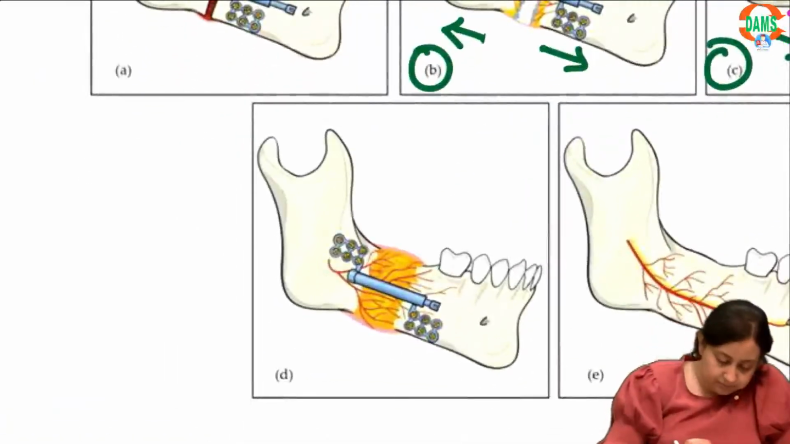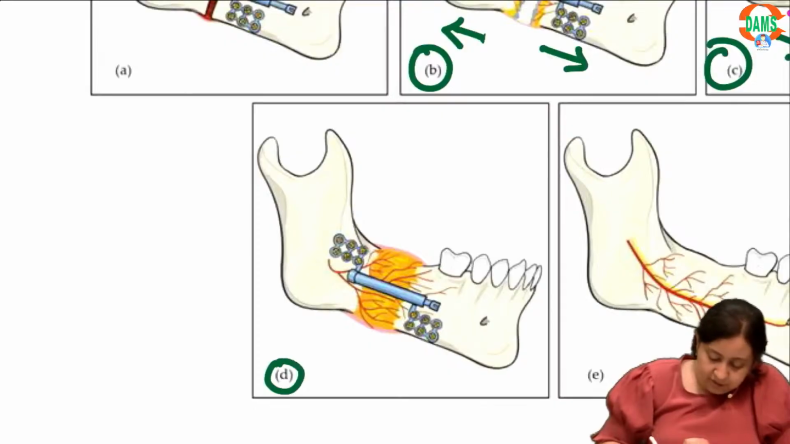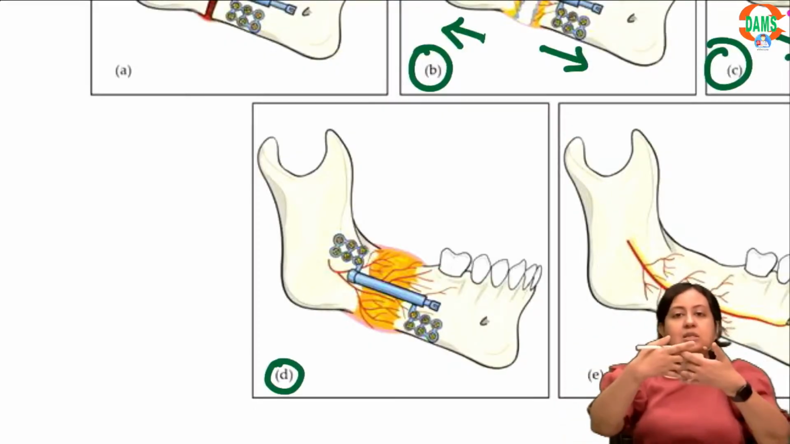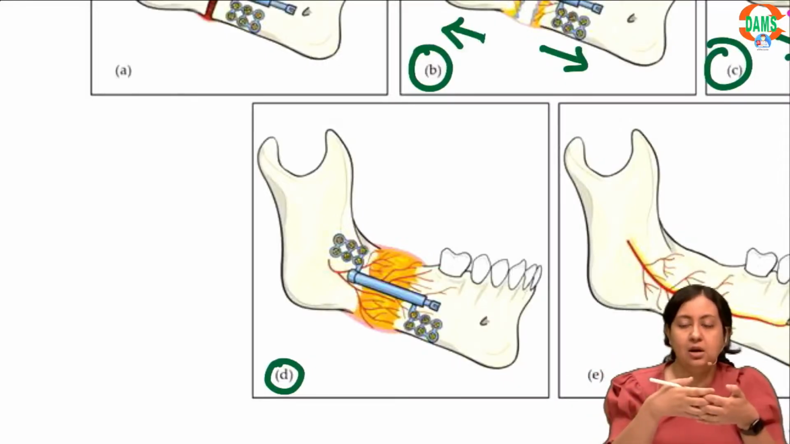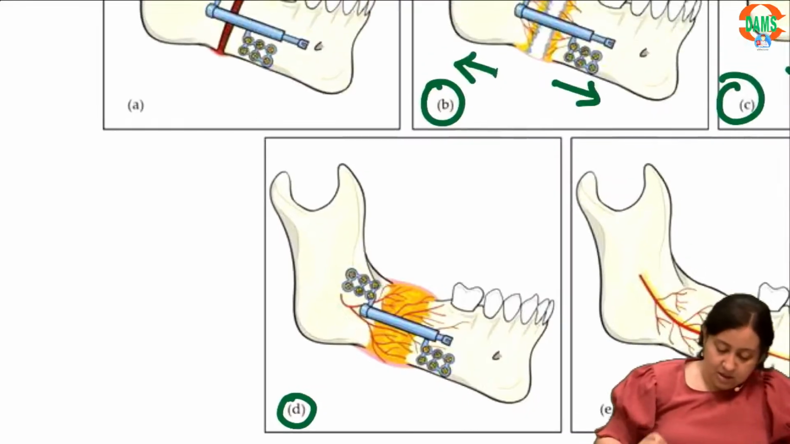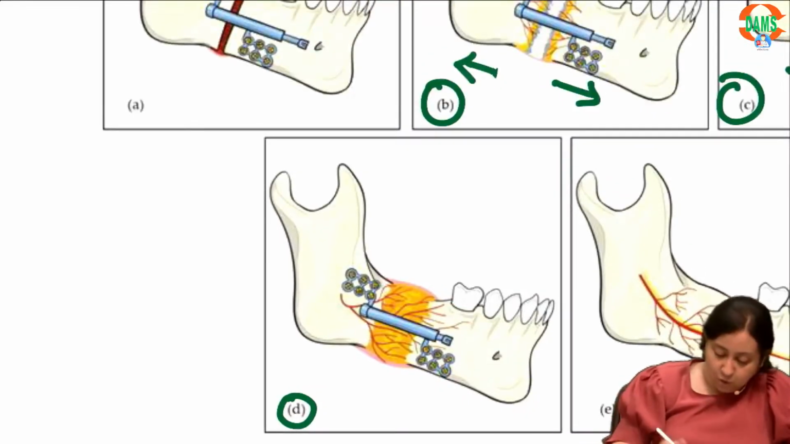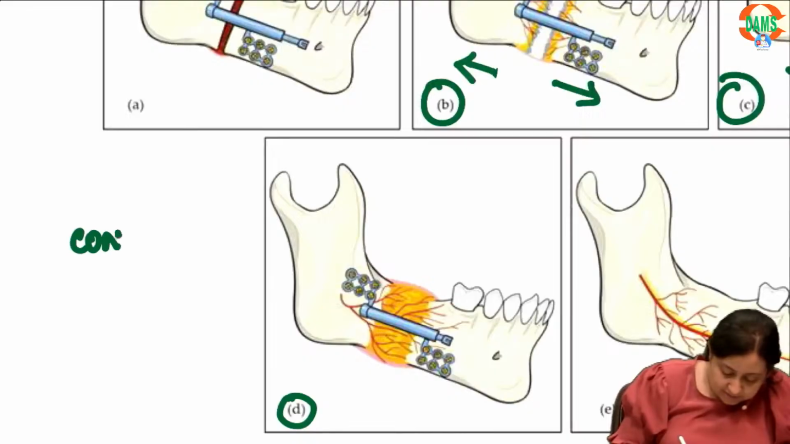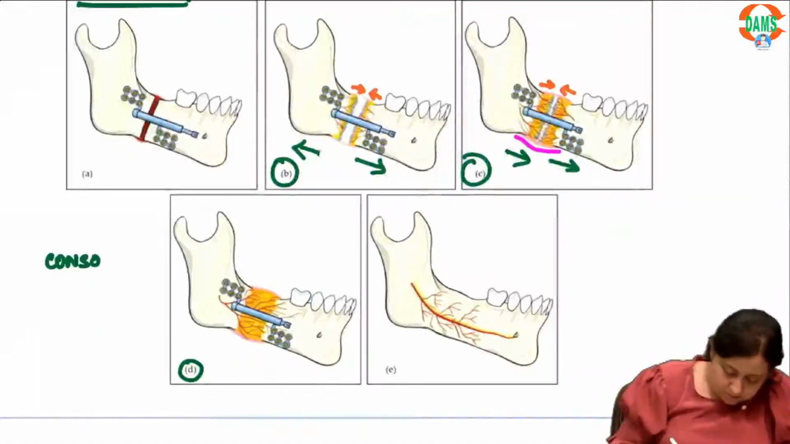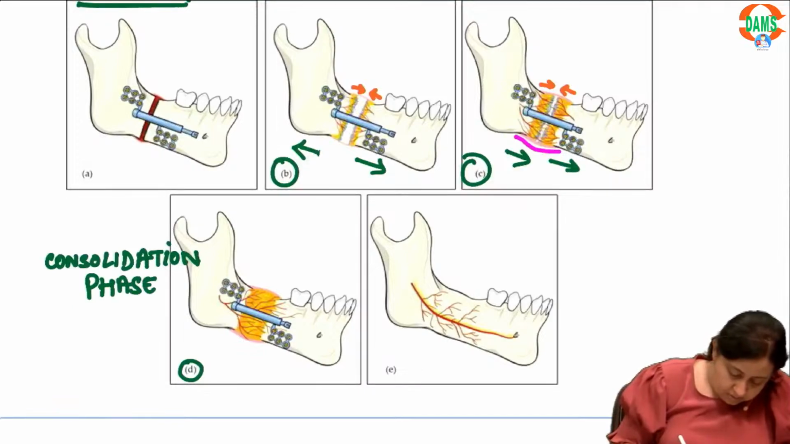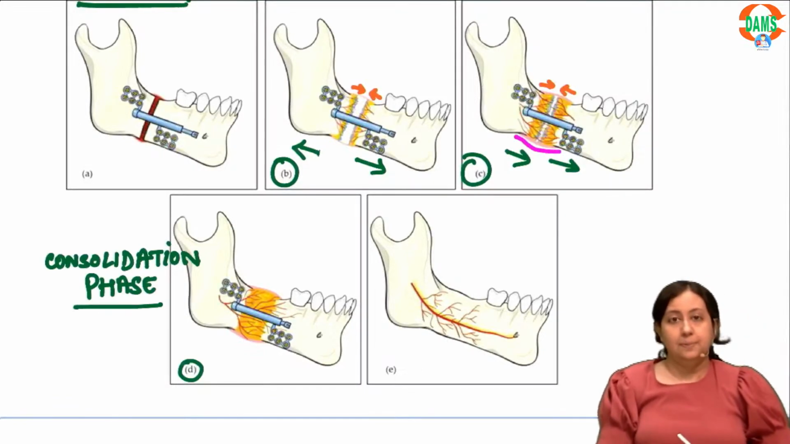Now in picture D, you can see the fibrous callus has joined from two opposite ends. They have met at a point and are now joined to each other. So here your distraction osteogenesis stops and this is your consolidation phase.